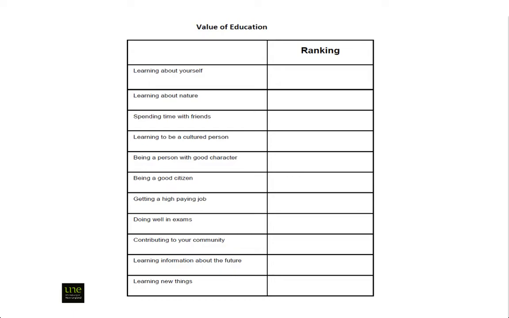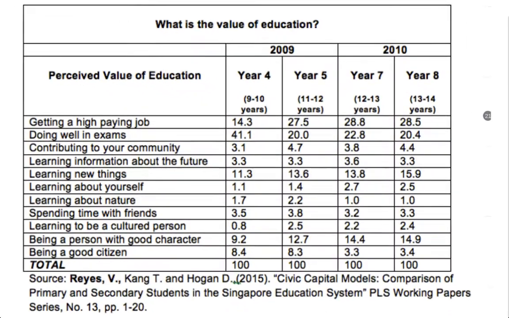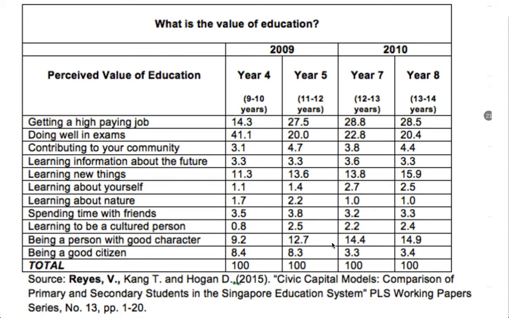Okay, let's take a look at your list and compare it with how young people actually chose. So year four, in 2009, when we administered this survey, admittedly it's been a long time, doing well in exams was the one that scored the highest, followed by getting a high-paying job, and followed by learning new things. Right? In this panel longitudinal study, as I indicated earlier, we followed the same set of kids when they were year five. And here in year five, what is most important to them was getting a high-paying job, and then followed by doing well in exams.